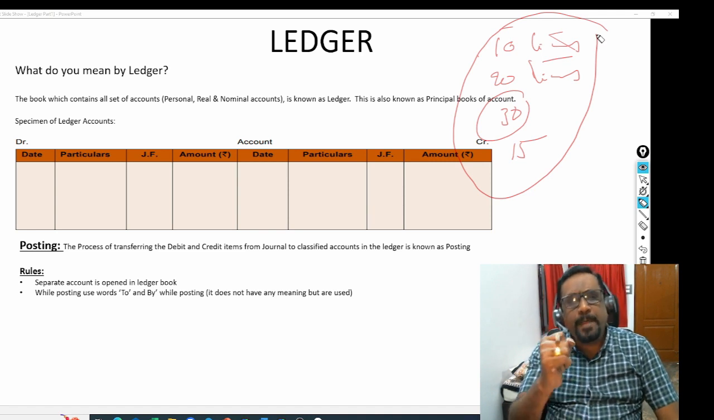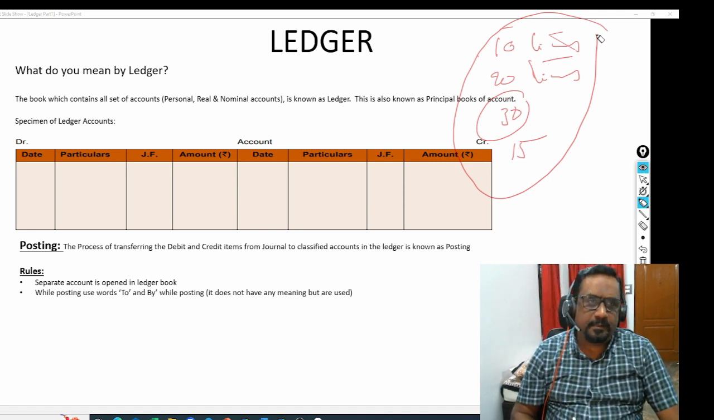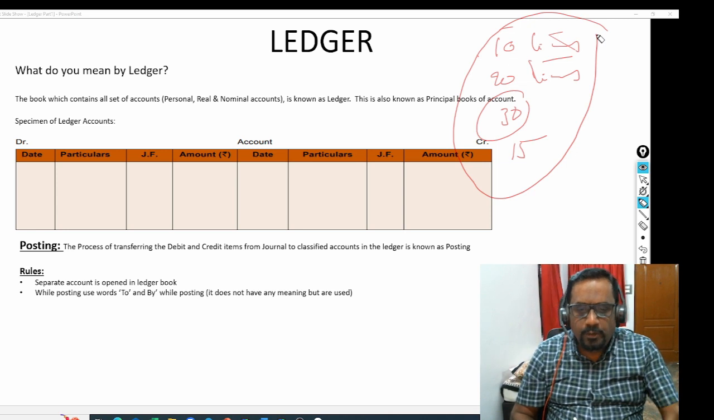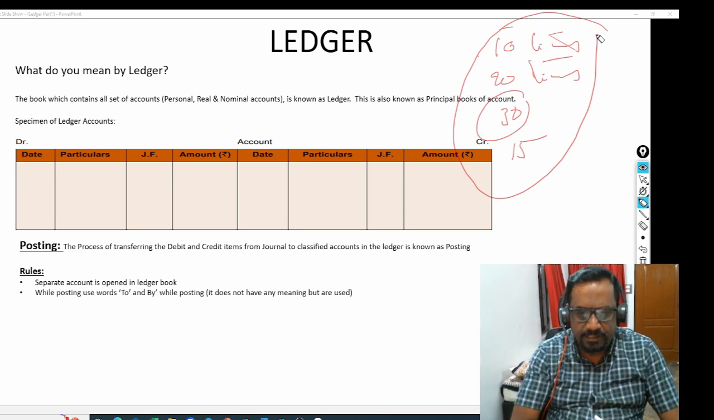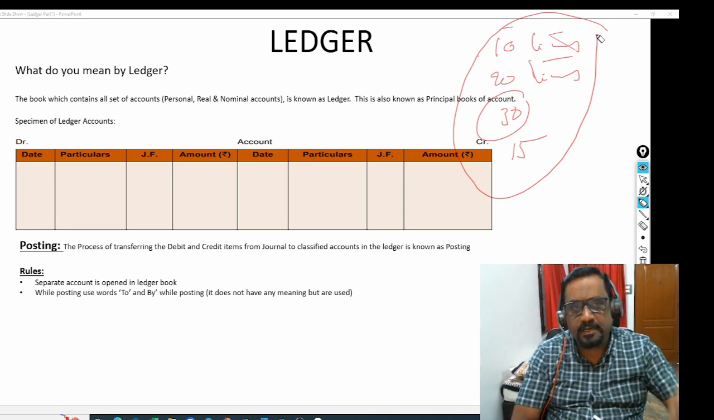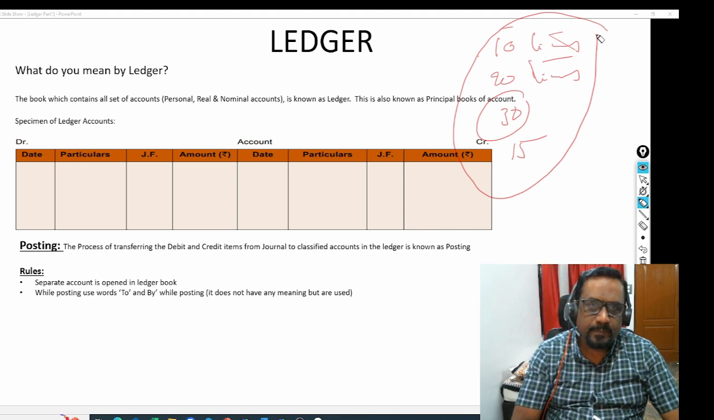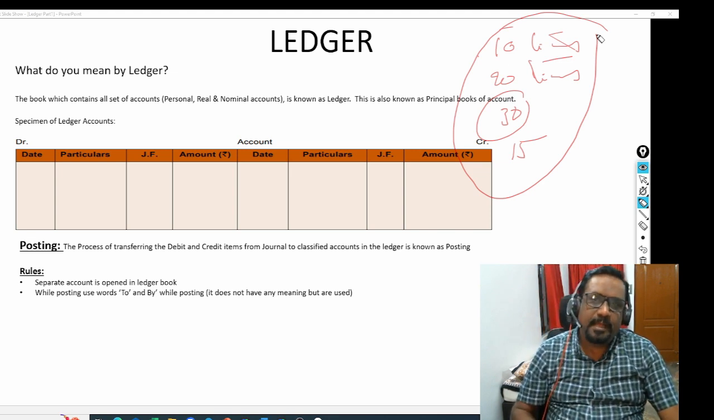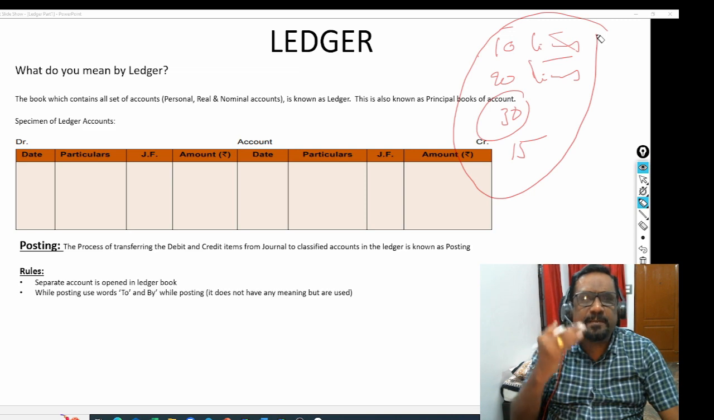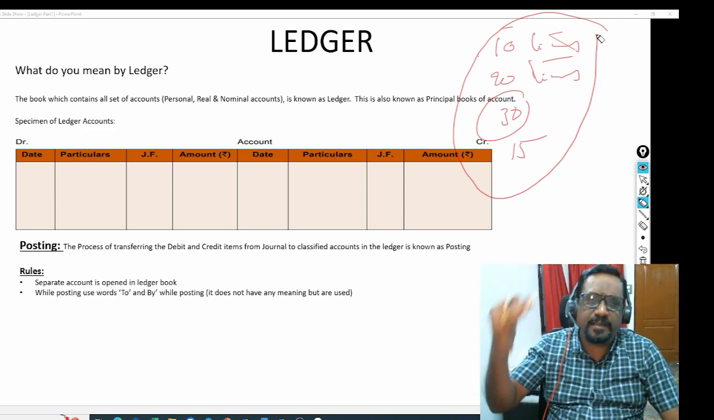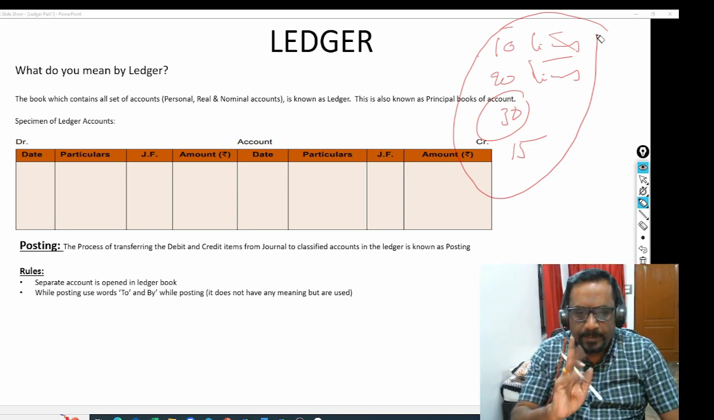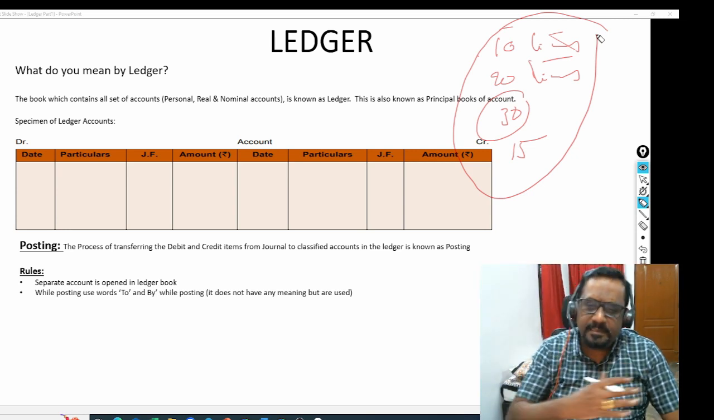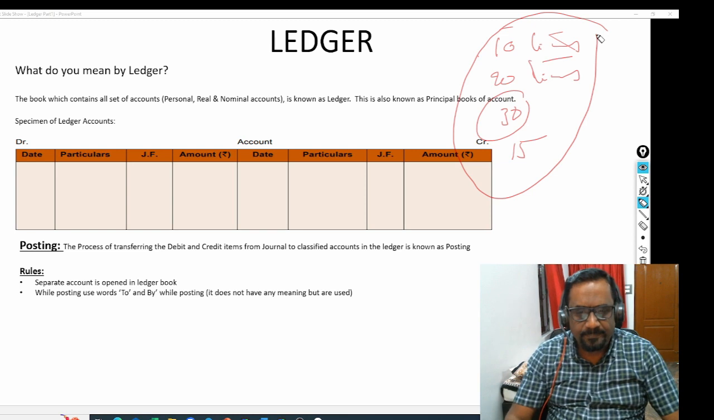Suppose by the end of the month the businessman would like to see how many goods he purchased. How does he get to know? I'm just taking one simple example. I purchased goods every day, 10 times, 20 times, 30 times, 40 times, 5 times, 2 times. Every day I'm purchasing goods. I'm taking only purchases as an example now. Several times I purchased during the month.